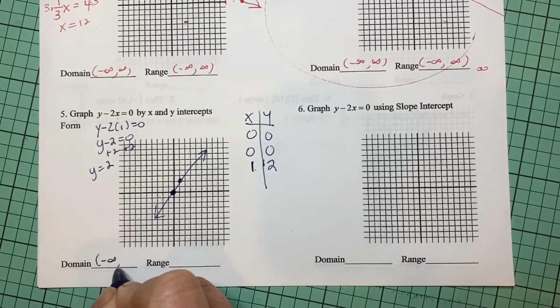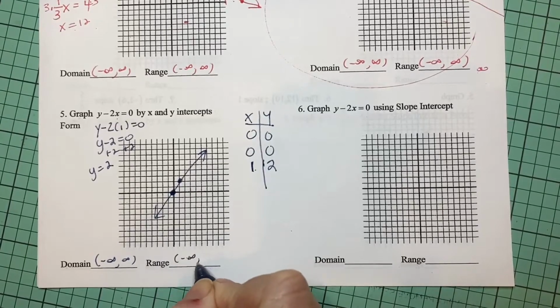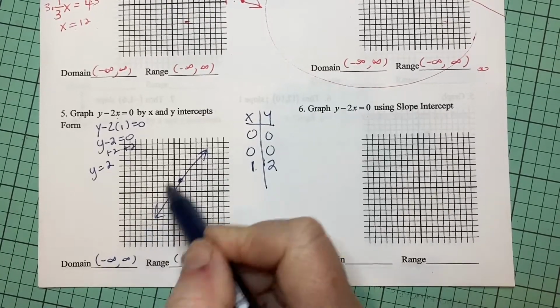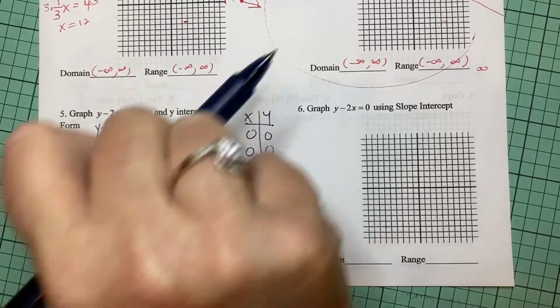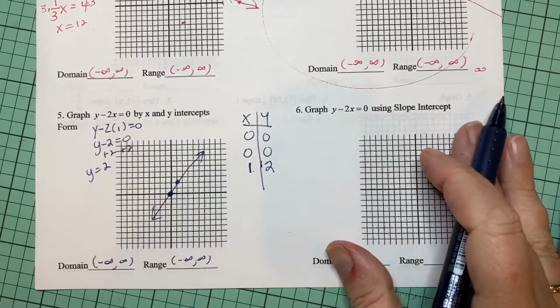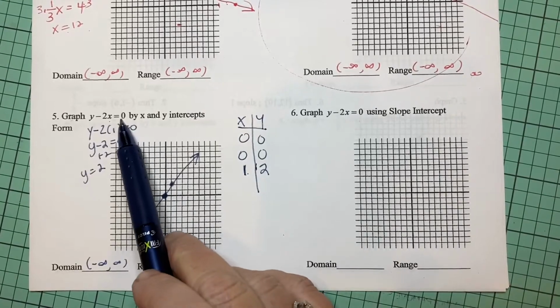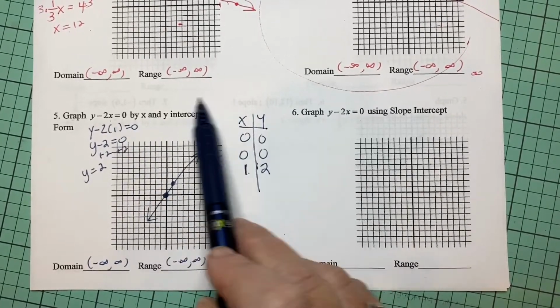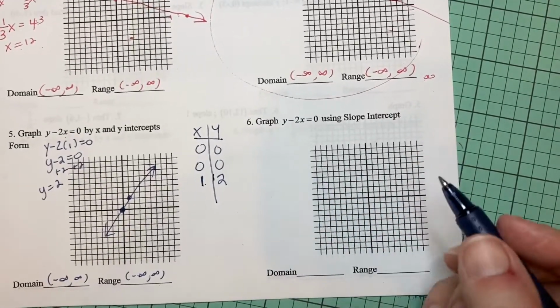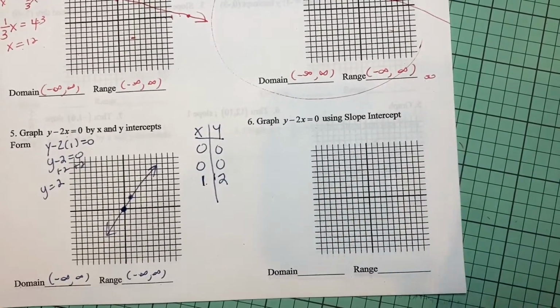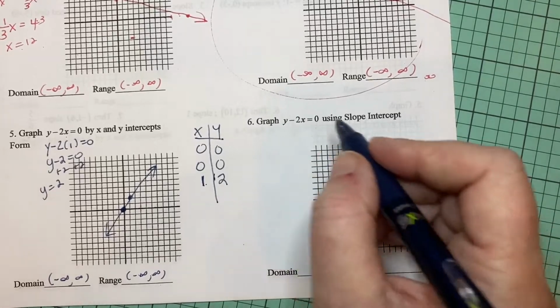Remember, domain is negative infinity to infinity, range is negative infinity to infinity, just because it's a linear line that goes on for infinity. So it wasn't horrible, and again, that happens because of this 0 here. So this is by x and y intercepts, but let's look at it by slope intercept. I think slope intercept's easier on this one, but again, it can be your choice.